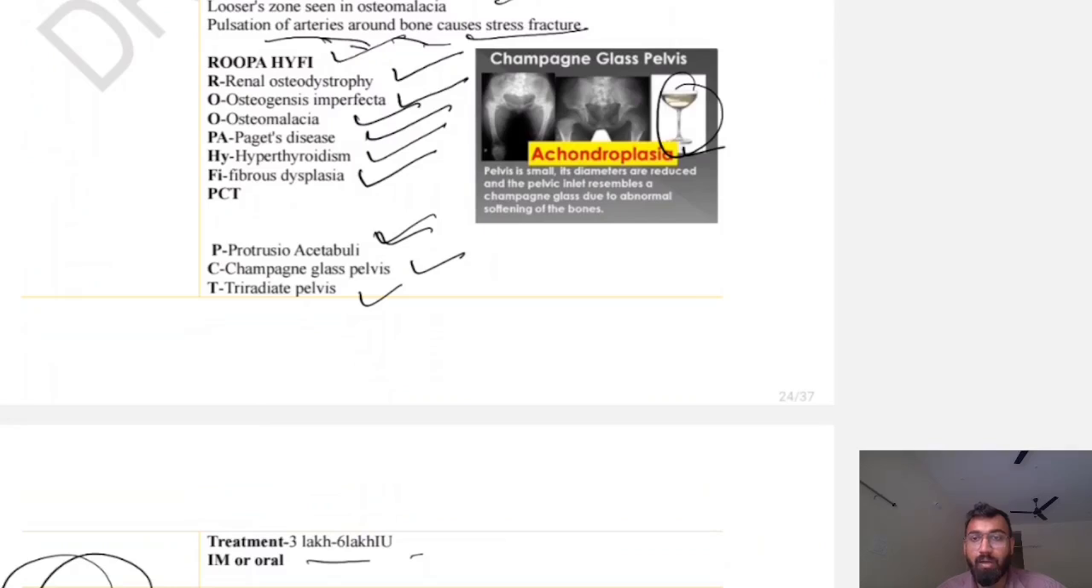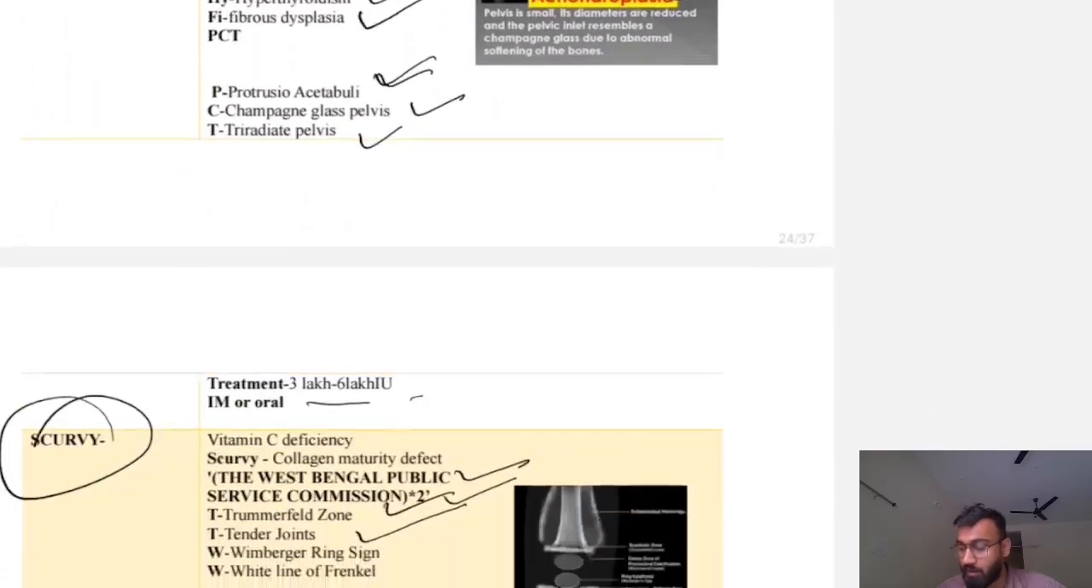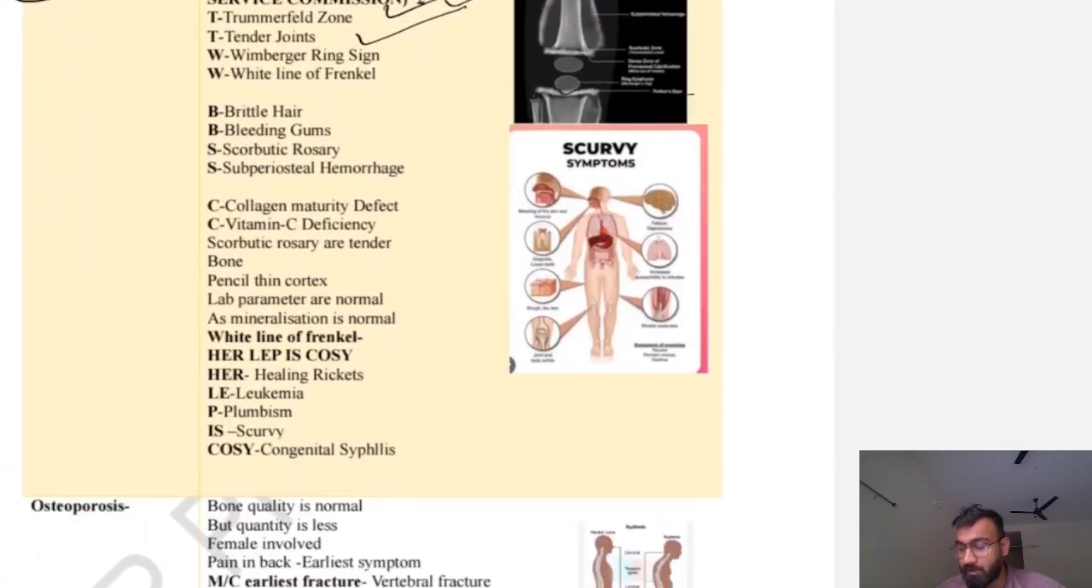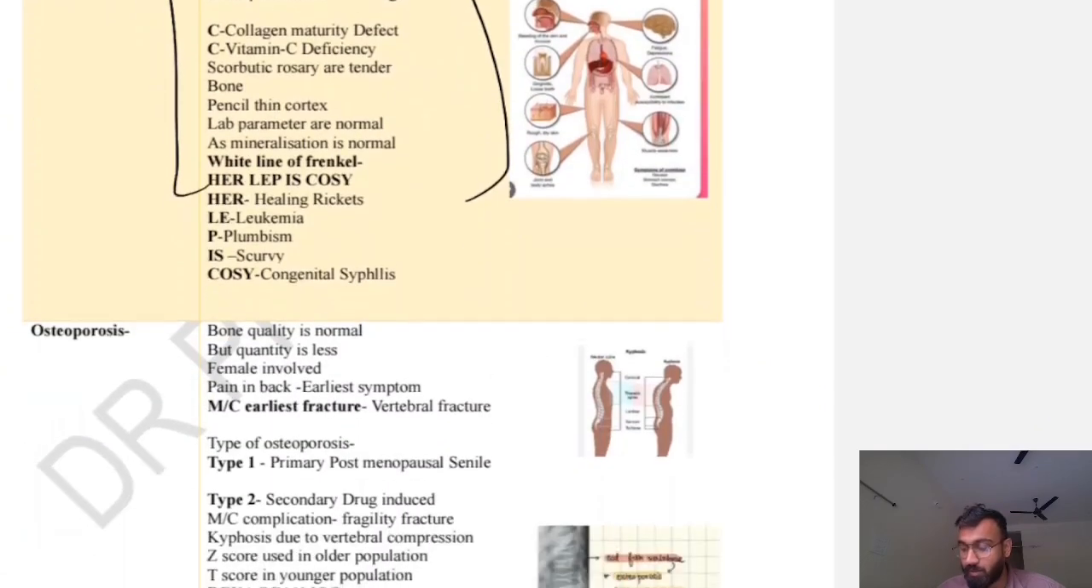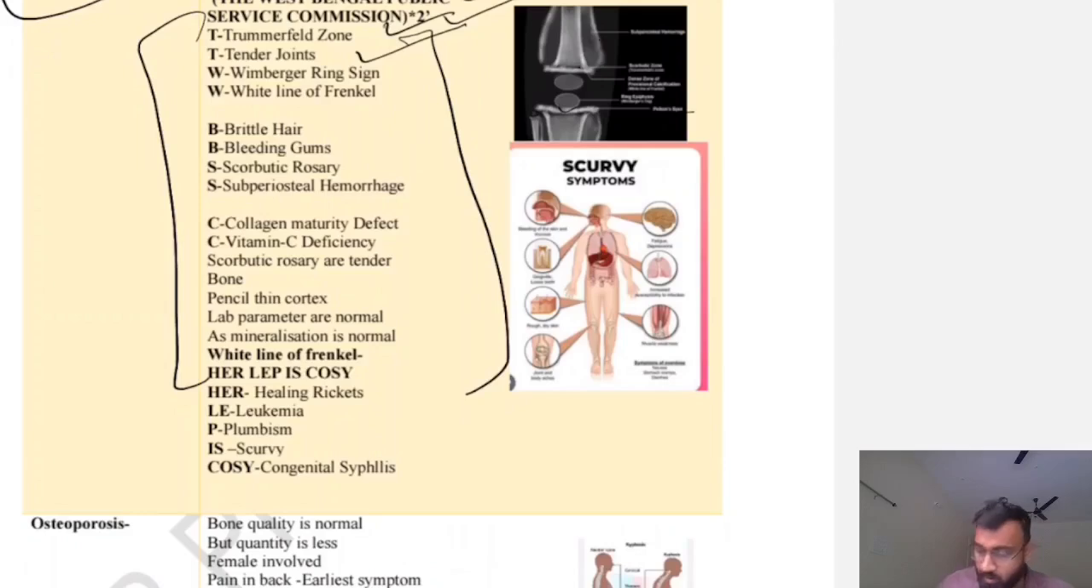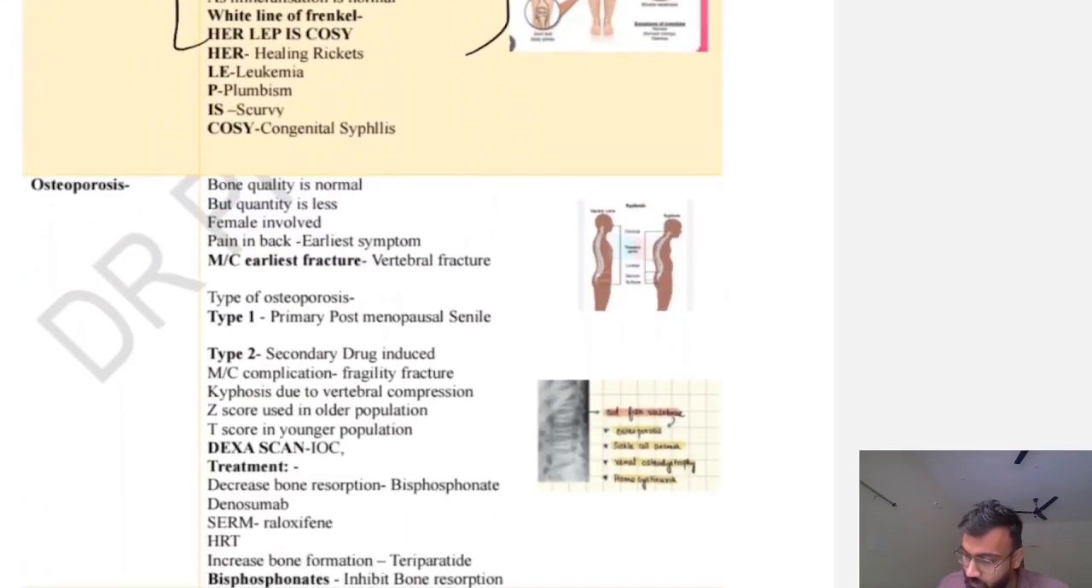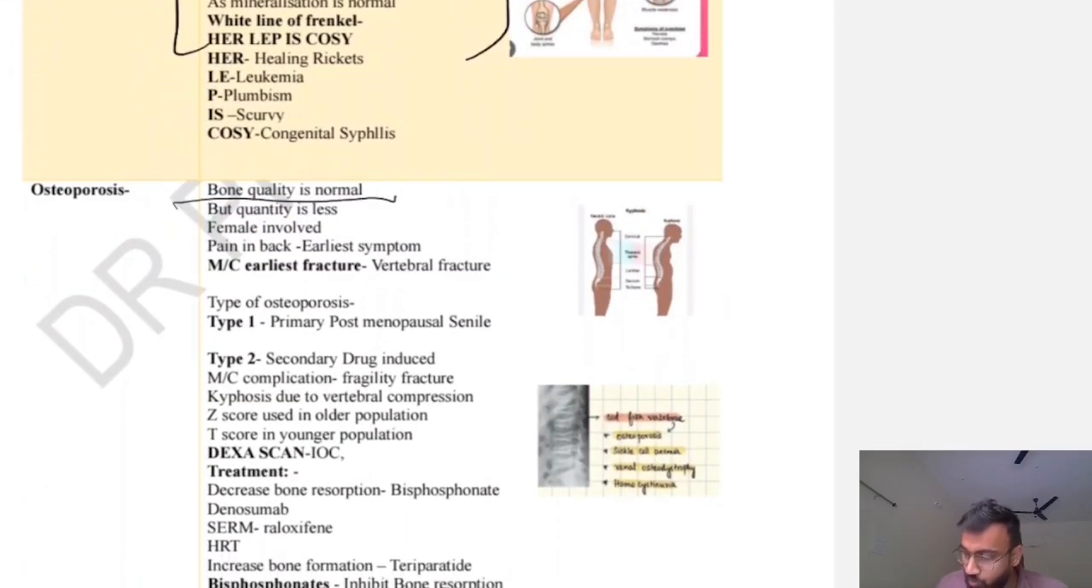Osteomalacia is due to vitamin D deficiency in adults, and scurvy is vitamin C deficiency. Okay, so these all are the features. Okay, so next is osteoporosis. So in osteoporosis, bone quality is normal, but quantity is less.